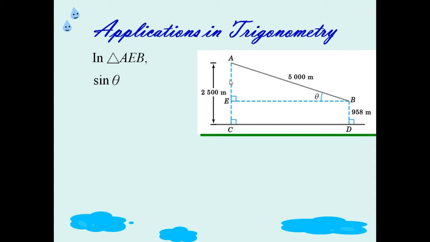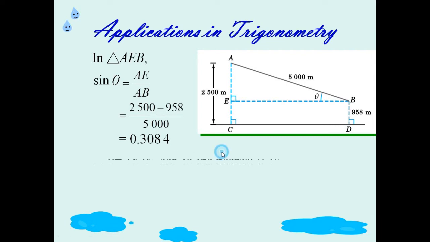So it is the hypotenuse. If you have the opposite side and the hypotenuse, then sine theta can come out by the trigonometric ratio. By definition, that is AE divided by AB. And AE is equal to 2,500 minus 958, and AB is 5,000. So you can calculate it, approximately equal to 0.03084. By pressing your calculator, theta is approximately 80.0 degrees, correct to 0.1 degree.